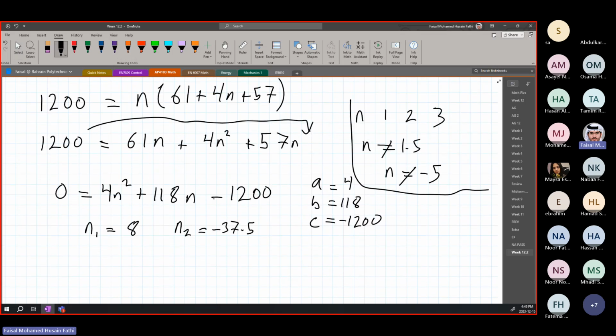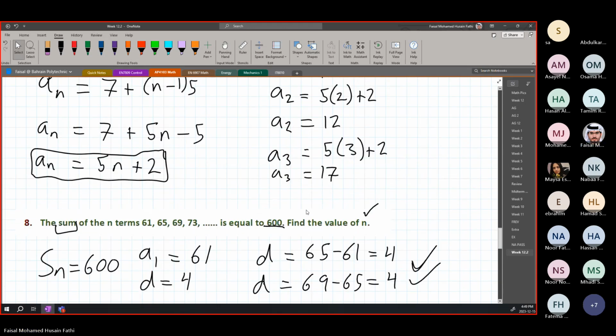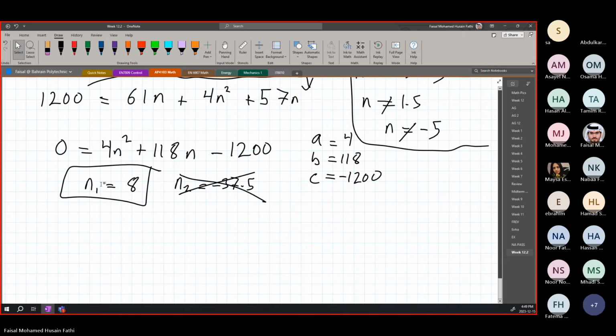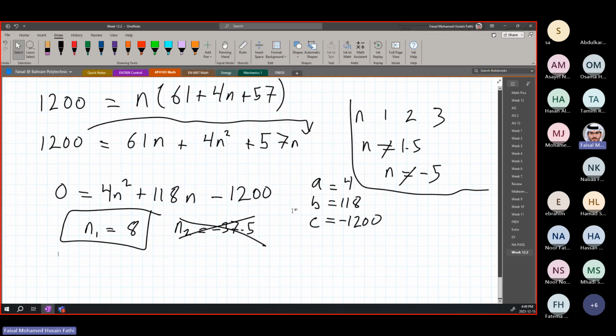So yeah, n cannot be negative, cannot be a decimal. So this is rejected. We don't look at this. This is our final answer. The question was asking for n. Find the value of n. What is the value of n? 8. Yes, this is recorded. Any questions about this specific solving of this question? It's very easy. This is all concepts you have learned before. Okay? No questions? Let's move on.